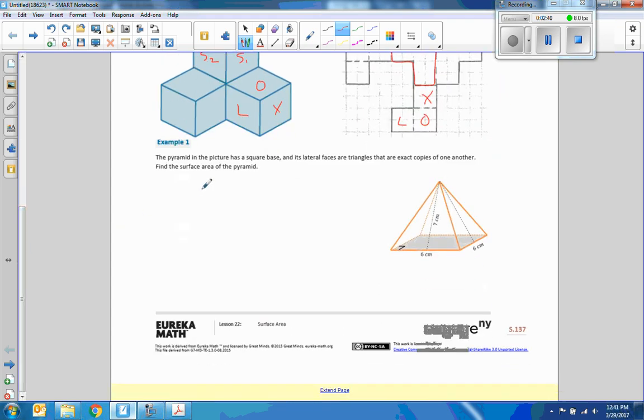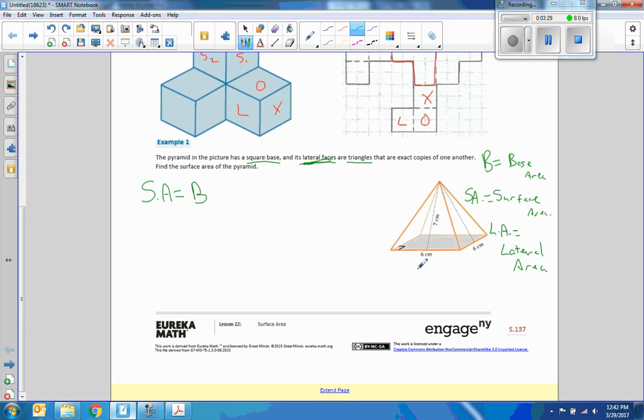Okay, let's move on to example 1. The pyramid in the picture has a square base, and its lateral faces are triangles that are exact copies of one another. Find the surface area of the pyramid. So I'm going to start off by saying that surface area equals the base. Over here I'm going to say B equals base area, SA equals surface area. And lateral, see the word lateral, we're going to call that LA, which means lateral area.